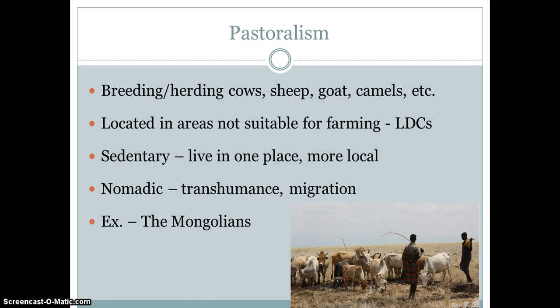Pastoralism. This is breeding or herding cows, sheep, goats, camels, and other animals. It's mainly located in areas that are not suitable for farming in less developed countries. Because they cannot farm, they have to breed and herd animals. There are two main types of pastoralists: sedentary, who live in one place and are more local, they don't move around as much, and nomadic, who practice transhumance and migration, such as the Mongolians.